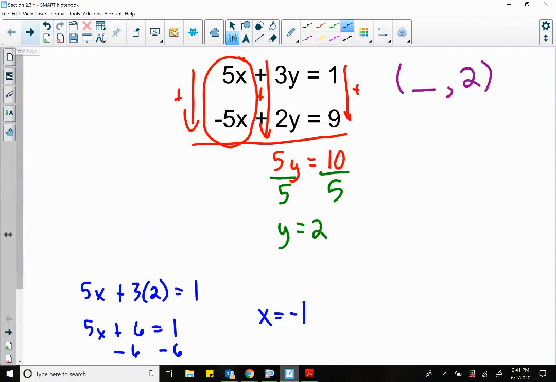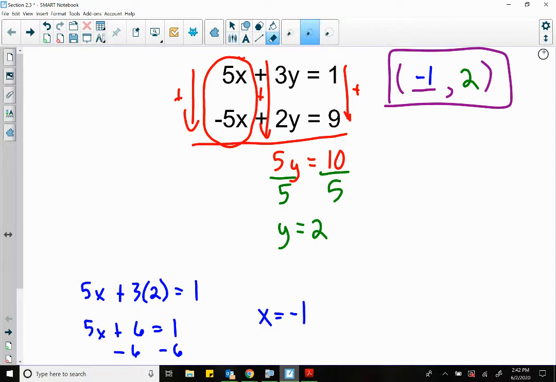So we can now come back up here and fill in. We know that this is -1. And we knew that the y value was 2. Okay? So there's our answer. -1, 2. And you're done. If I plugged into this one, I would have gotten the same answer. Let me show you.